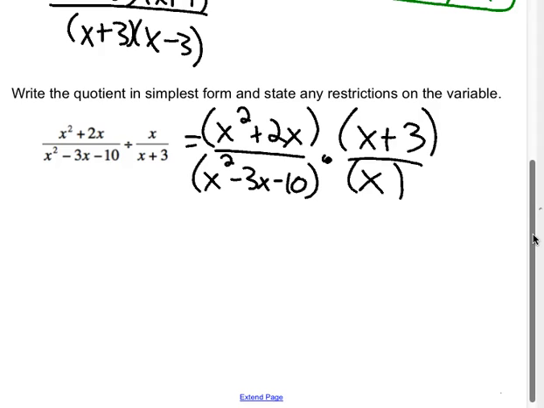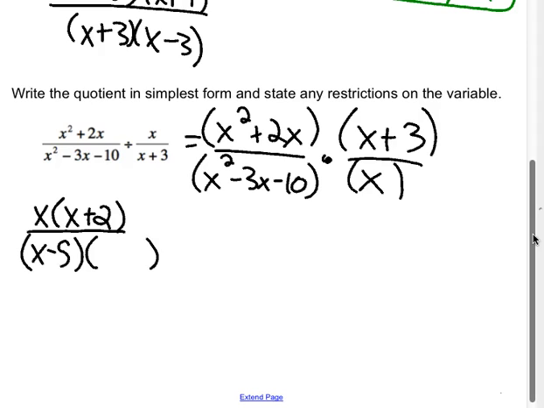On top, I can pull an x out of both of those, that x squared plus 2x. Because both terms have x, remember you can just pull that out. The bottom there is regular two parenthesis factoring. So x minus 5, x plus 2. So I have everything factored.